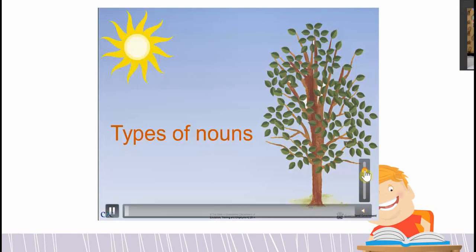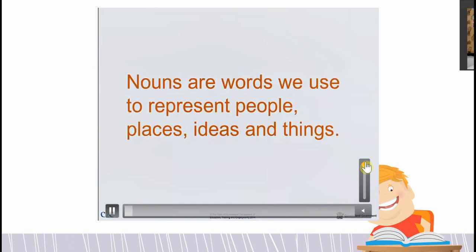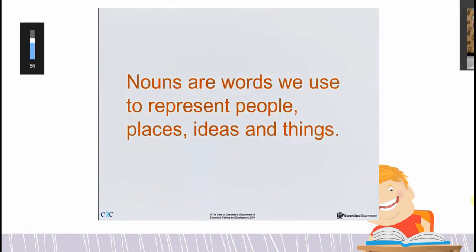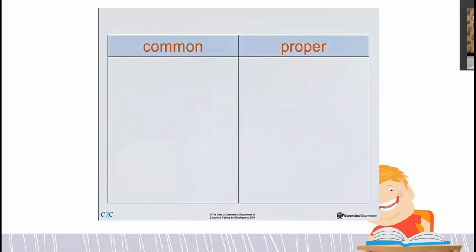Types of nouns. You have learnt that nouns are words we use to represent people, places, ideas and things. In this video, you are going to learn about the way we can categorize different types of nouns. There are 2 major categories of nouns, common and proper. Common can also mean everyday, so you can think of these nouns as the ones we use all the time to name non-specific people, places, ideas or things. For example, mother, city, bravery, or building.